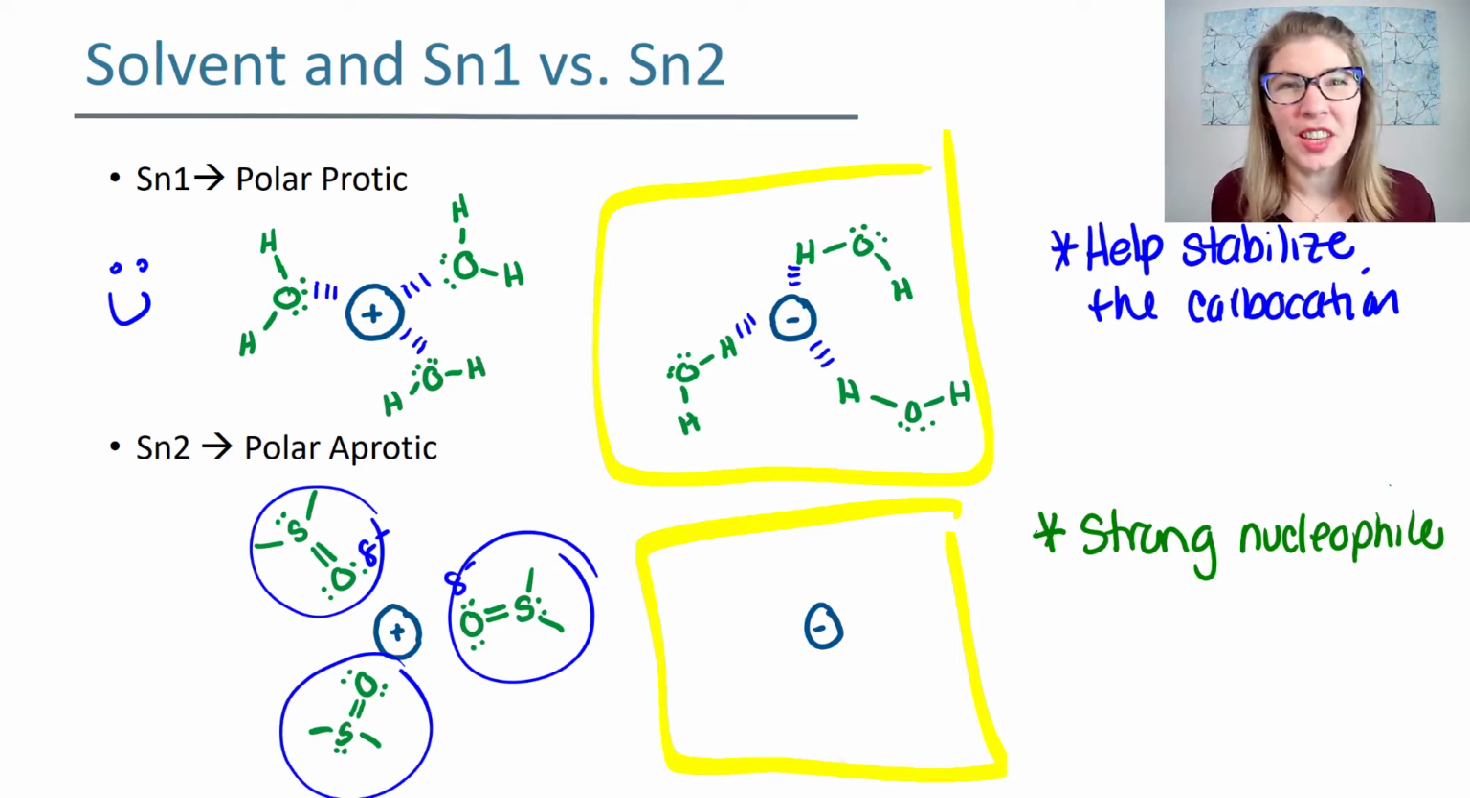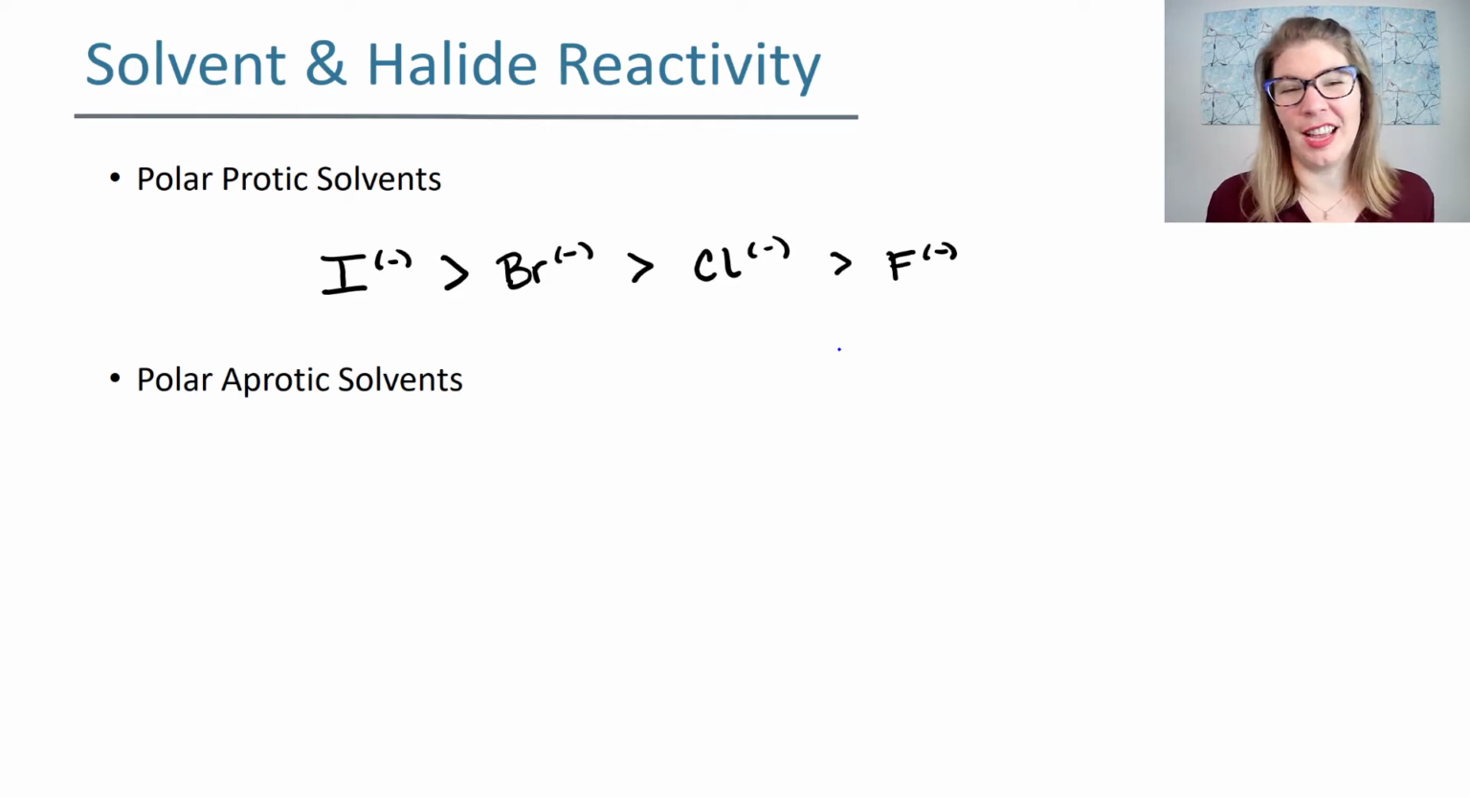That's difficult to do. So when we look at Sn2 reactions, when we need a strong nucleophile, we choose the aprotic solvent because the aprotic solvent doesn't interact with the nucleophile. Whereas if we chose a protic solvent, the solvent would interact with the nucleophile and slow it down. So let's recap really quick. Polar protic solvents are good for Sn1 because we want the protic solvent to interact with the carbocation to stabilize it. Polar aprotic solvents are good for Sn2 because we don't want the solvent to interact with the nucleophile and slow it down.